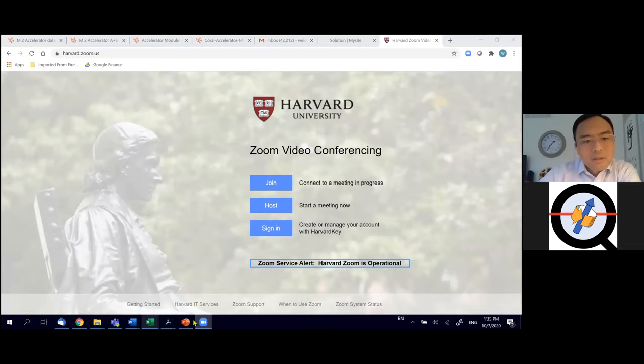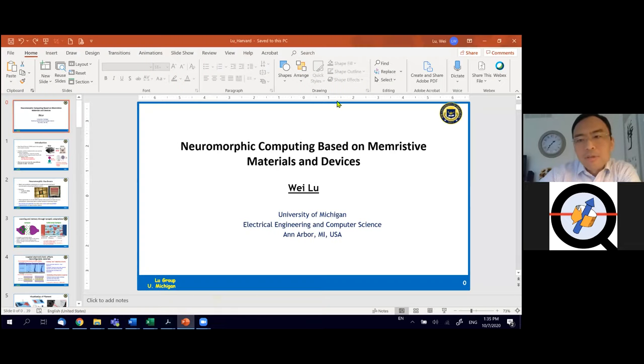So screen share is disabled. If this can be enabled for me, I can share the screen. You said you're having issues sharing your screen? Yeah, it's disabled. Okay, I'm making you co-host. Are you able to share it now? Let me try. Yes, perfect. Great. All right, I'll share the whole screen. I hope people can see my screen.